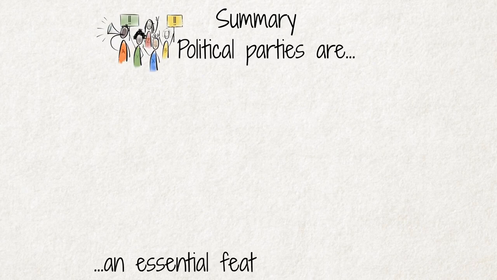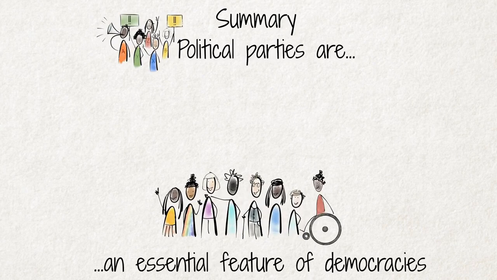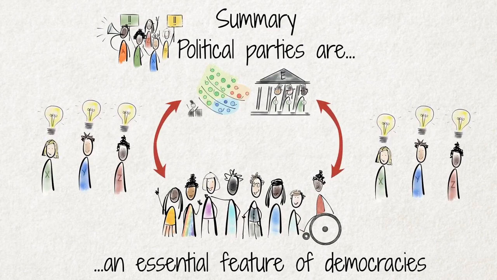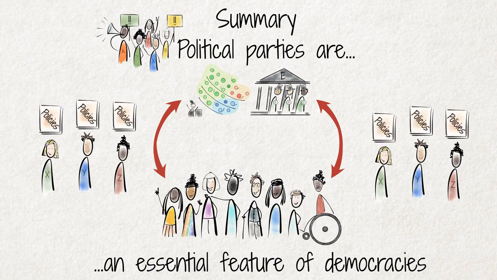Summary: political parties are an essential feature of democracies. Political parties connect people and politics. They ensure that there are different ideas and choices for voters. They turn the needs of citizens into policies, and they represent citizens in parliament and in government. By voting for a political party at elections, you help to strengthen democratic processes.